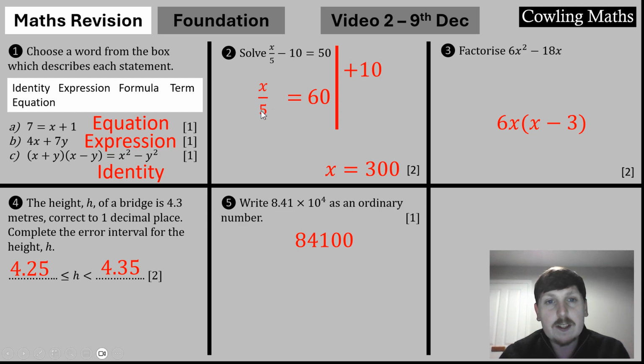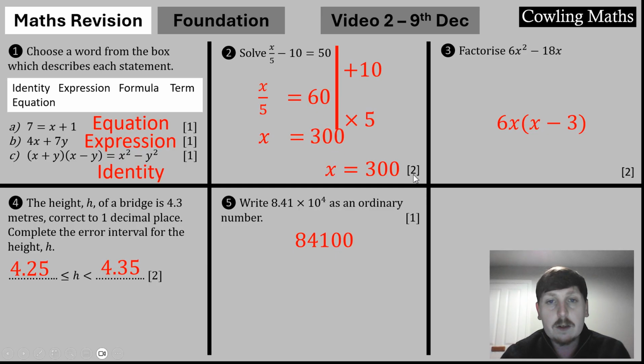So to get rid of this divide by 5, we need to times by 5 to both sides of the equation. Times it by 5 on the left, that is just going to get rid of this divide by 5. So we've got x equals. Now to do 60 times 5, I would do 6 times 5 and then times it by 10. So 6 times 5 makes 30. Times it by 10 again, we get 300. Hence why the answer is 300.